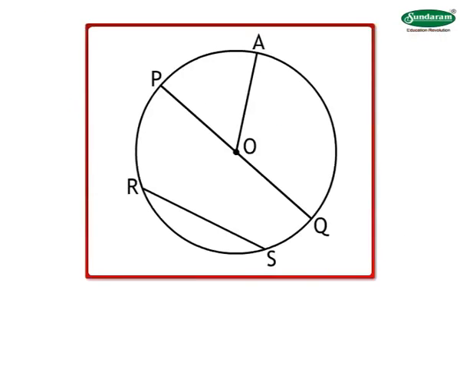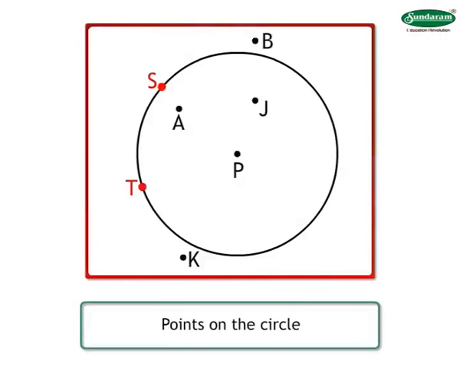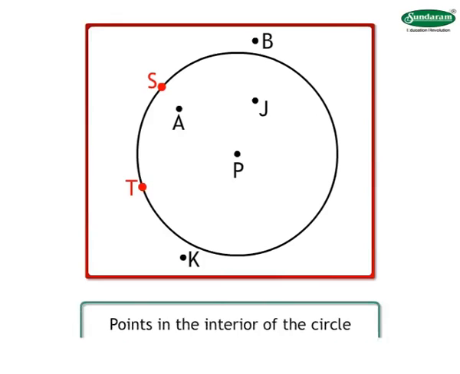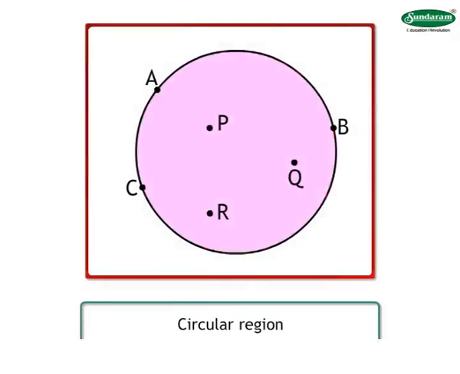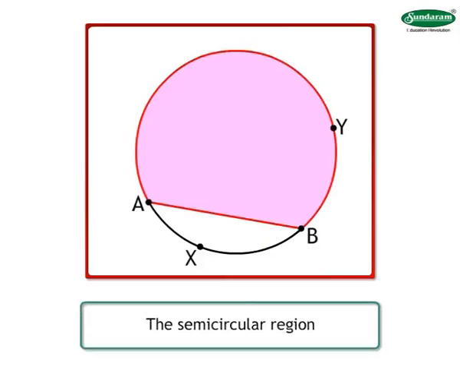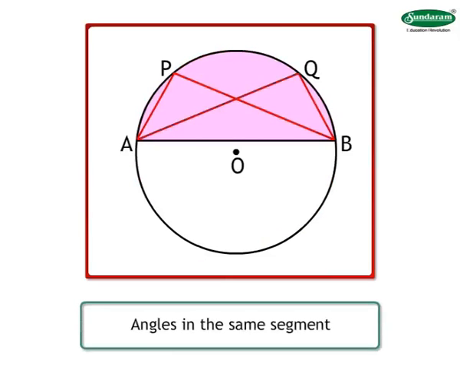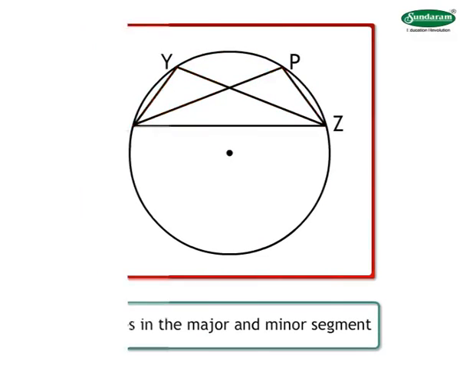Children, we revised terms like center, diameter and chord of the circle. Also named the points on the circle, points in the interior and in the exterior of the circle. We also learned some new terms such as circular region, segment of the circle, the semicircular region, angles in the same segment, angles in a semicircular region, and angles in the major and minor segment.